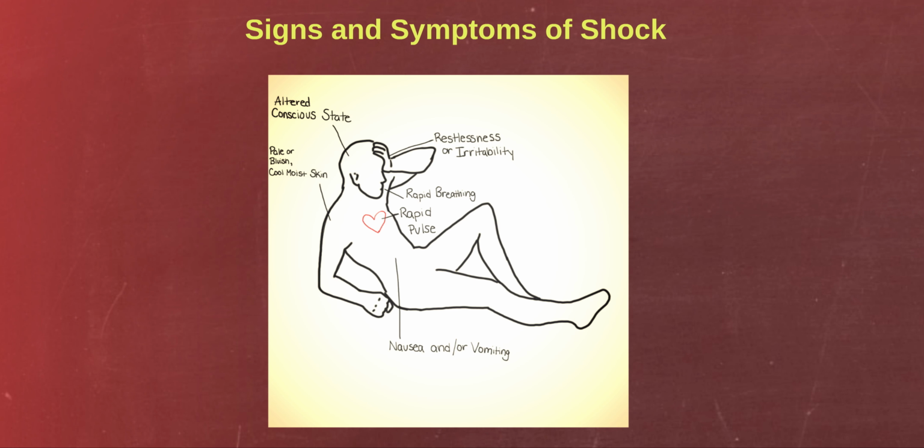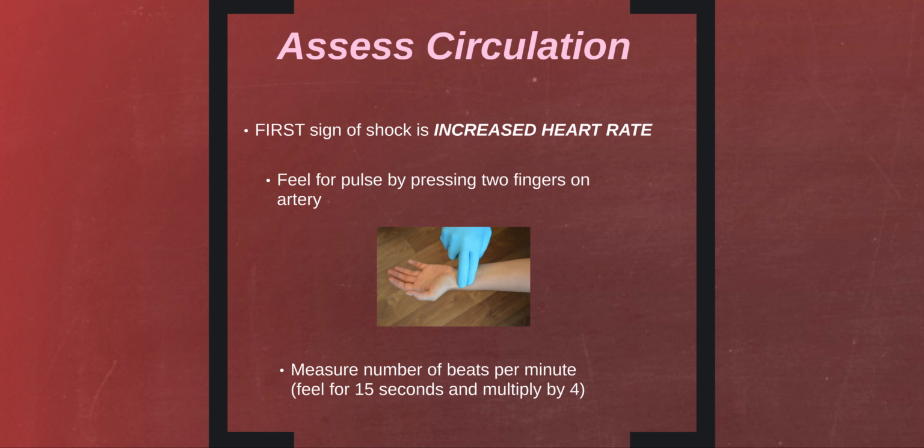Here we see the signs and symptoms of shock. These include altered conscious state, restlessness or irritability, pale or bluish, cool, moist skin, rapid breathing, rapid pulse, and nausea and/or vomiting. The first sign of shock is an increased heart rate.